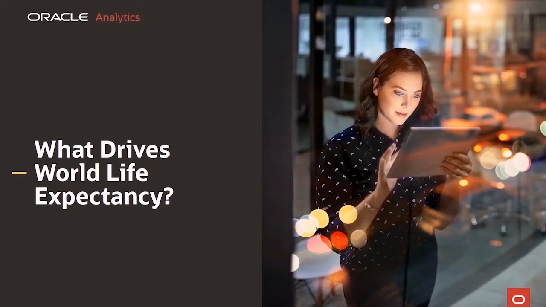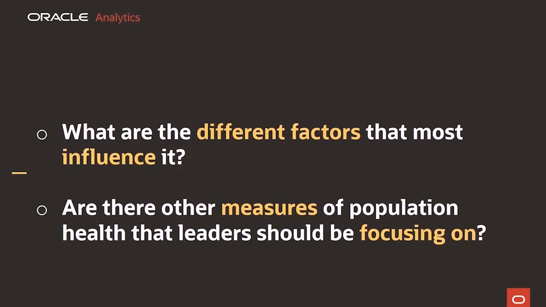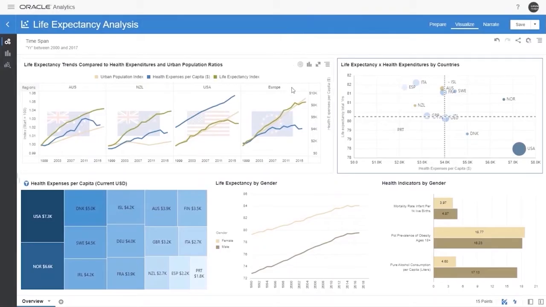What can be done to improve world population health? We'll analyze different factors that most influence life expectancy and identify measures leaders should focus on. Let's look at life expectancy analysis, where we see different health indicators by country.